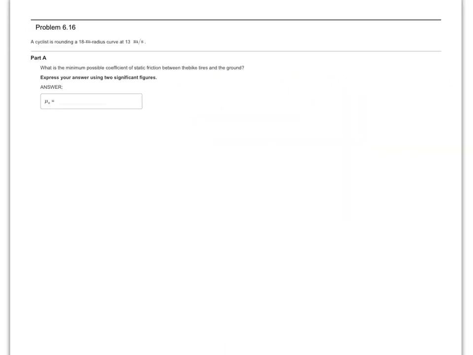All right, so moving on to this next one, we have a person on a bike going around a curve at 13 meters per second. And we want to know what the coefficient of static friction is going to be between the tires and the ground. So I'm going to go ahead here and set up my forces acting on the bike in this case. So we're going to have the normal force going up, the force of gravity going down, and this is the side view here, so I'm thinking about the bike going around in a circle like that, where that's my center of the circle.